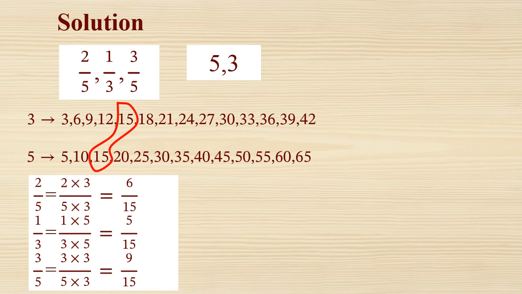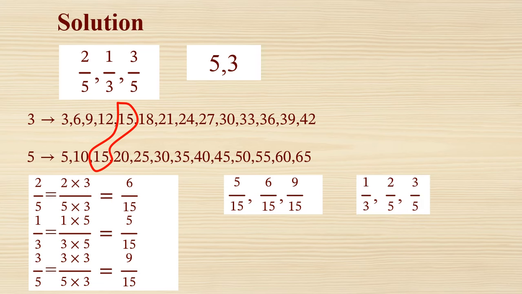When you look at them and arrange them, you have 5 as the smallest and 9 as the biggest, while 6 is in the middle. So that means 1 over 3 is the smallest, 2 over 5 is the one in the middle, while 3 over 5 is the biggest.